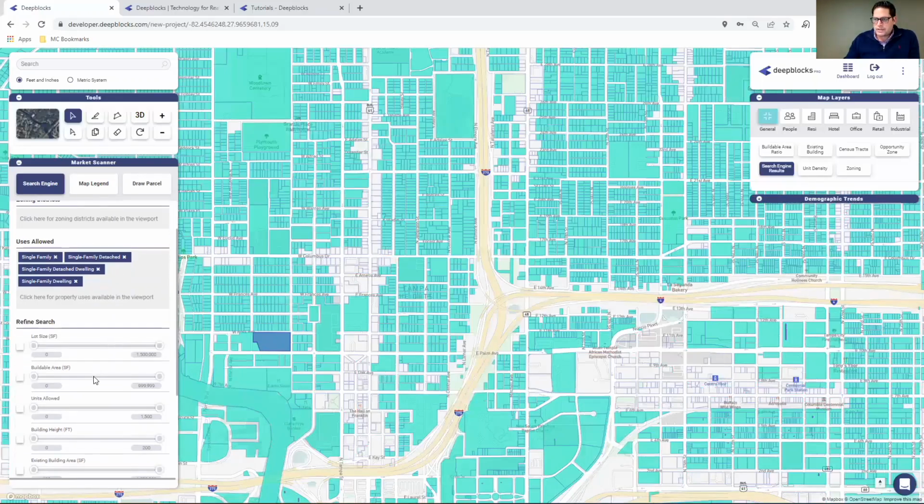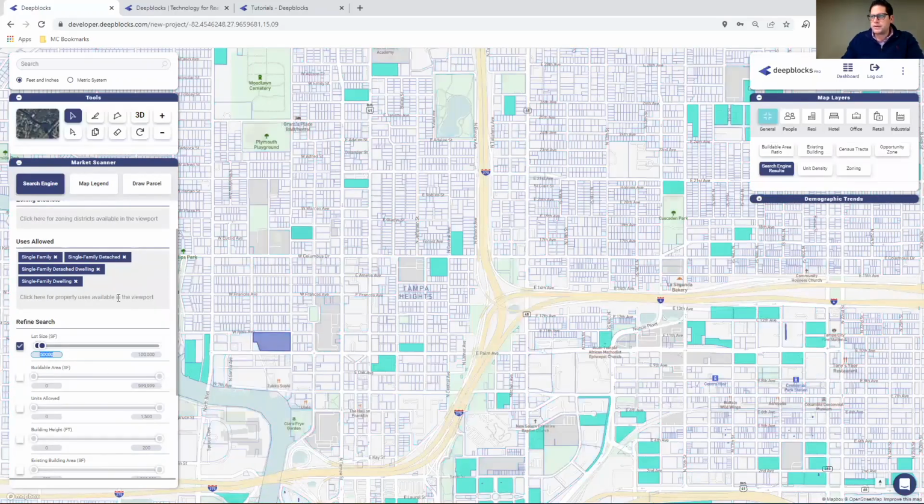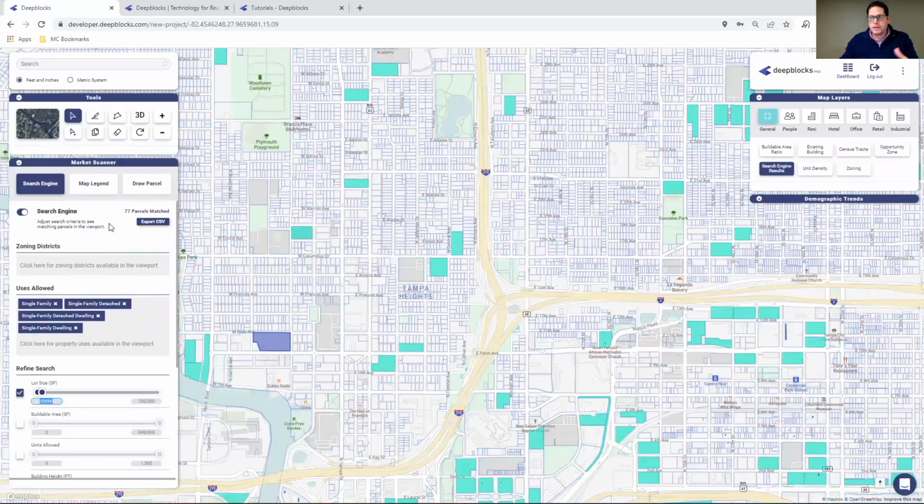But to continue my search, I want to find lot size at least roughly, we'll say 50,000 square feet to maybe 100,000 square feet. All right, so now our search drops down to 77 parcels. So again, quickly went from over 7,000 to just 77.